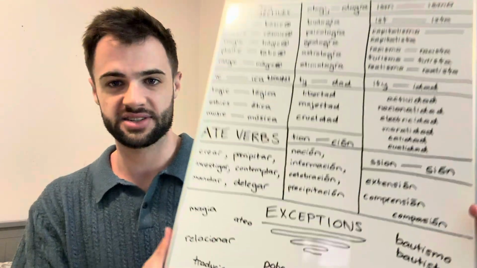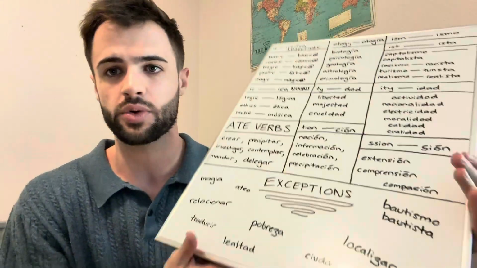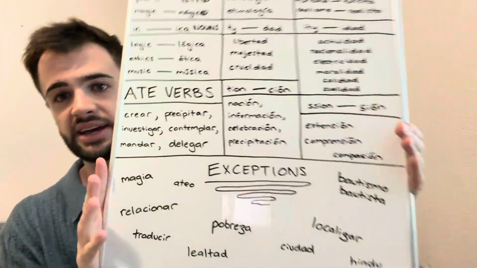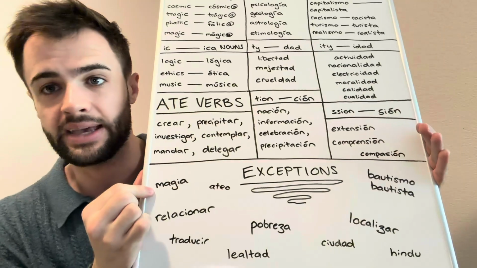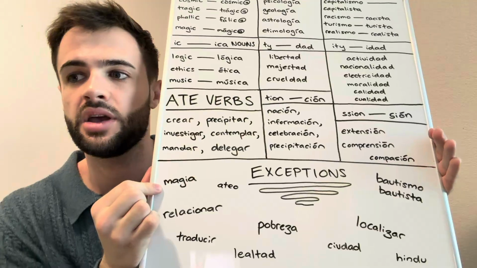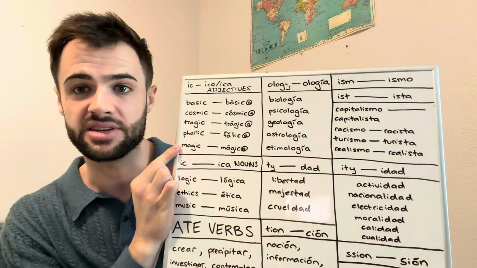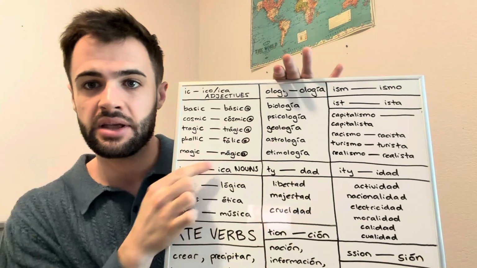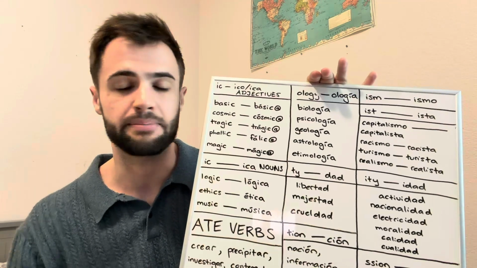But let's go over some exceptions to know. This is not all the exceptions, of course, but just to demonstrate the idea that there are exceptions and you can't follow these rules 100%. Magia. Magia means magic as a noun. Remember, we covered before magic as an adjective, and it follows this pattern, but you can't say mágico to say magic as a noun.